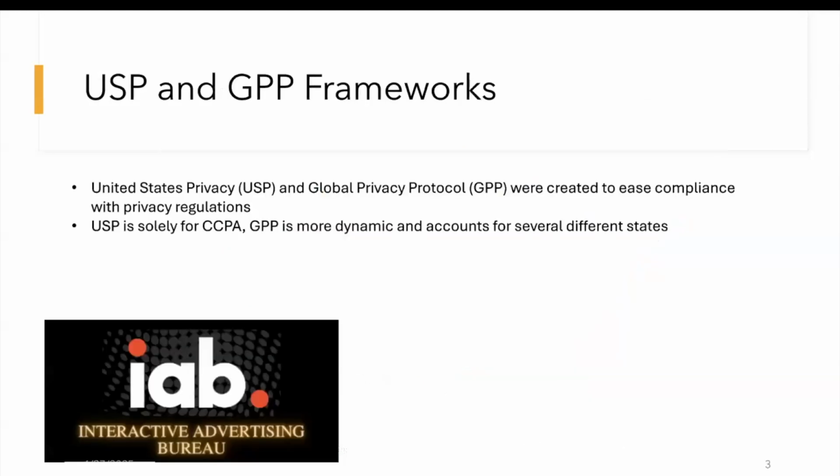To help companies comply with state-level privacy regulations, the Interactive Advertising Bureau, or IAB, introduced the United States Privacy (USP) framework and the Global Privacy Protocol, or GPP. The USP was introduced solely for the CCPA and contains basic user information such as a general opt-out signal. However, USP is no longer officially supported, and the IAB is urging companies to replace it with the GPP.